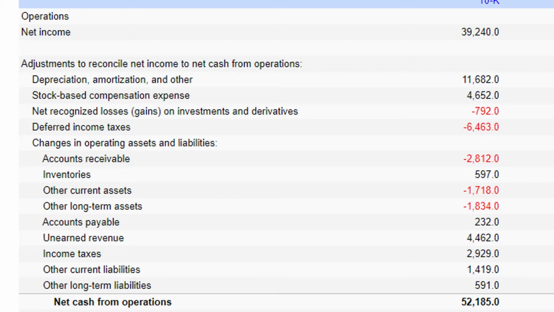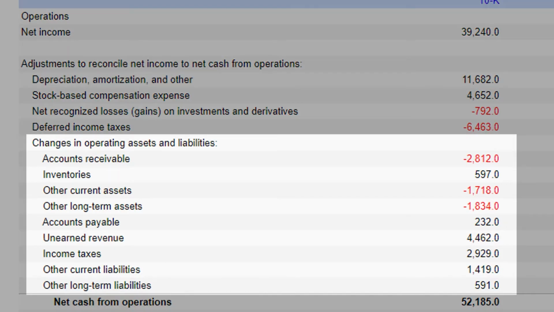So for the remaining sections: accounts receivable, inventories, other long-term assets, accounts payable, unearned revenue, income taxes, other current liabilities, other long-term liabilities.